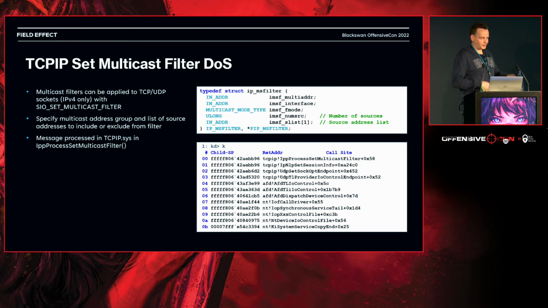there's this set multicast filter option. This is for when you're using a multicast address and you want to filter some addresses in or out. You can set filters on the socket, and it takes in a list of addresses. This particular one is IPv4 only, so you have a bunch of 4-byte addresses in a list of arbitrary size. Well, there's a limit on the size. And this gets processed down in this function in tcpip.sys.